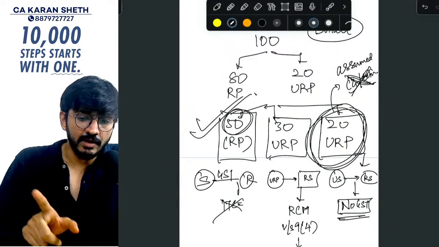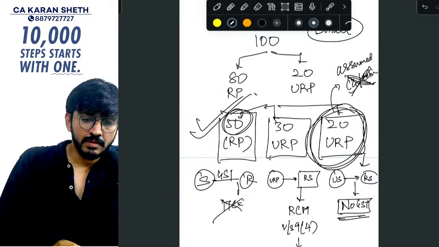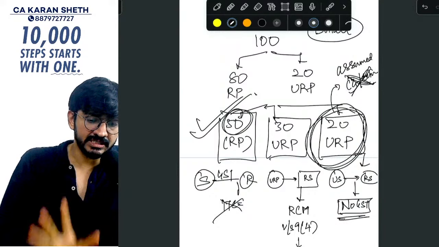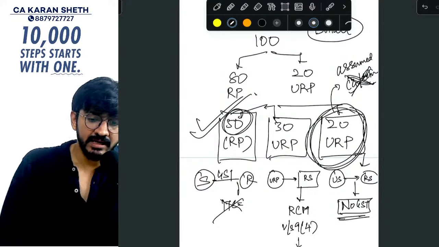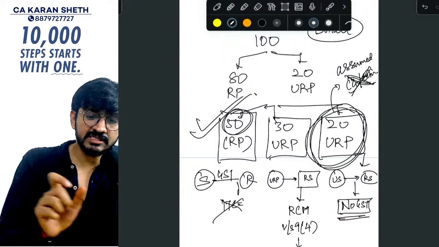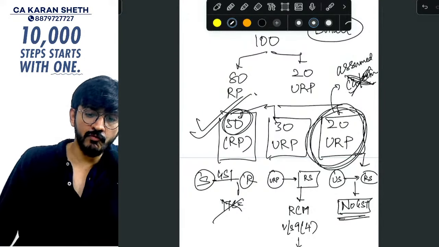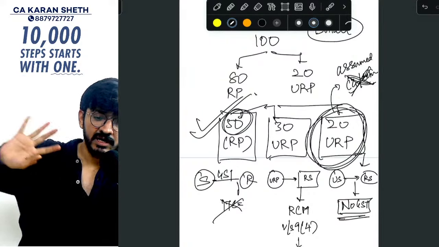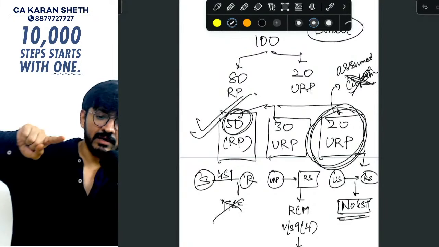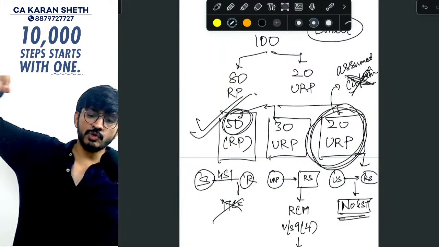RCM will get triggered only when he has not met the minimum purchase amount. So the minimum purchase amount is 80, correct? But instead of 80 he has purchased 50. So a gap of 30 has come, right? You focus on 80 should be from registered. If not, then the standard should have been 80.